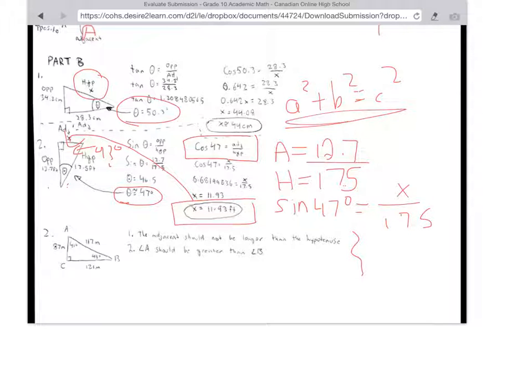Again, for this one, all I was testing was Pythagorean theorem, so you would have been much better off just saying x squared equals 17.5 squared minus 12.7 squared. Okay, that would have been a much quicker route to the answer. For question 2, you're absolutely correct. The adjacent shouldn't be bigger than the hypotenuse, can't be. And the angle A should be greater than angle B if those sides were marked as correct, so you're absolutely right.